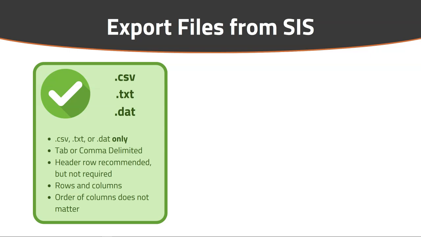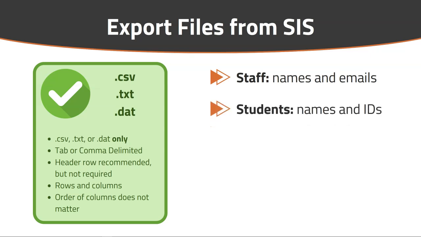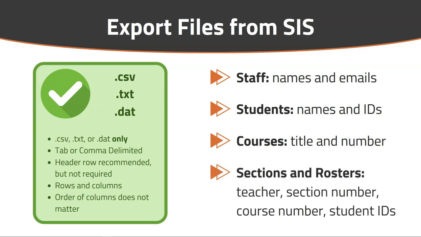You'll need one data file for staff, which includes at least their names and email addresses. You'll need another file for students, which includes at least their names and ID numbers. You may optionally include demographic and contact information as long as there is only one row of data per student. You'll need a file of courses or topics of study, which includes at least the course title and course number. And you'll need a file for sections and rosters, which includes at least the teacher, section number, course number, and student IDs.